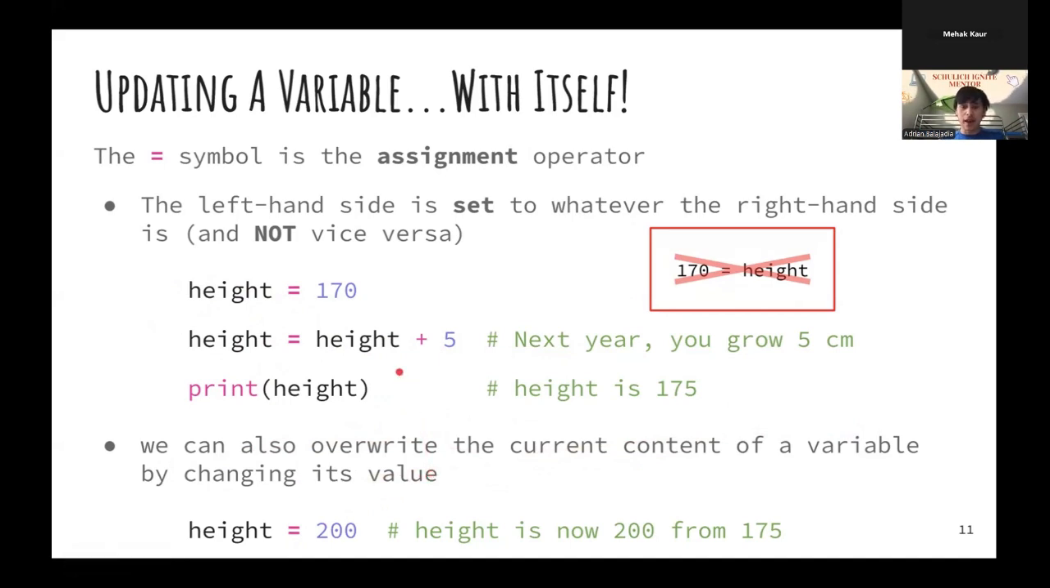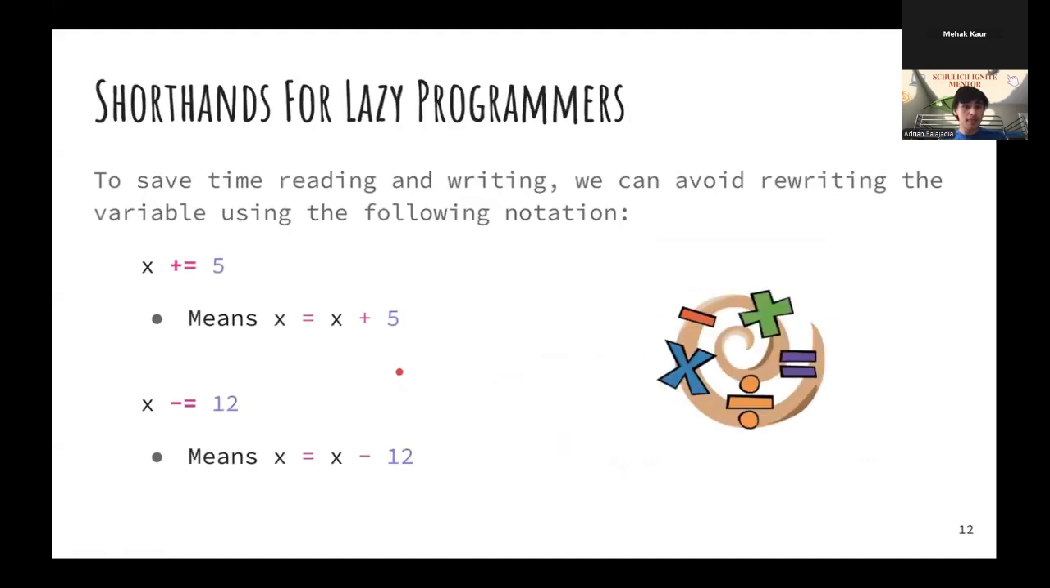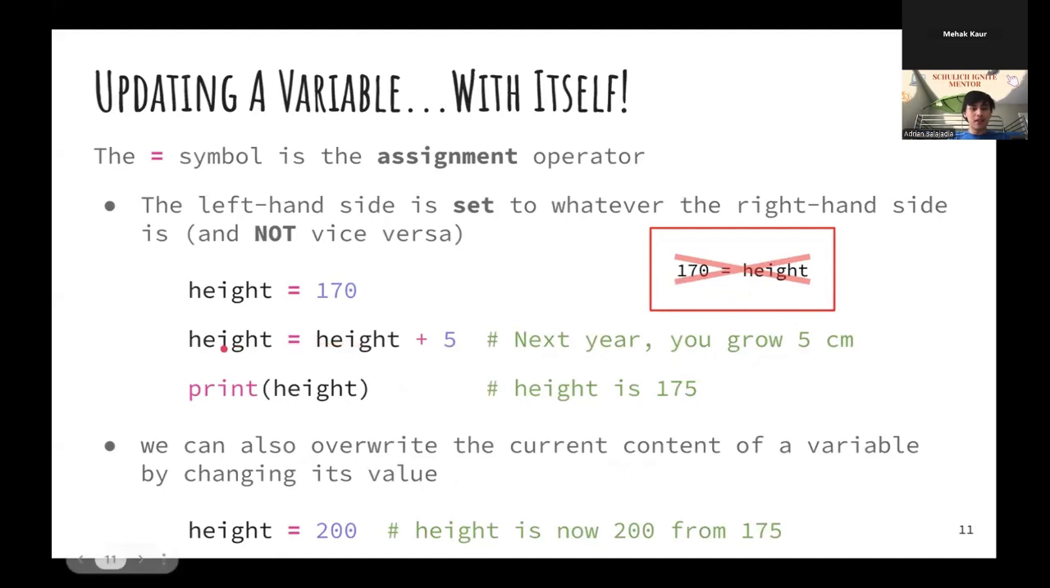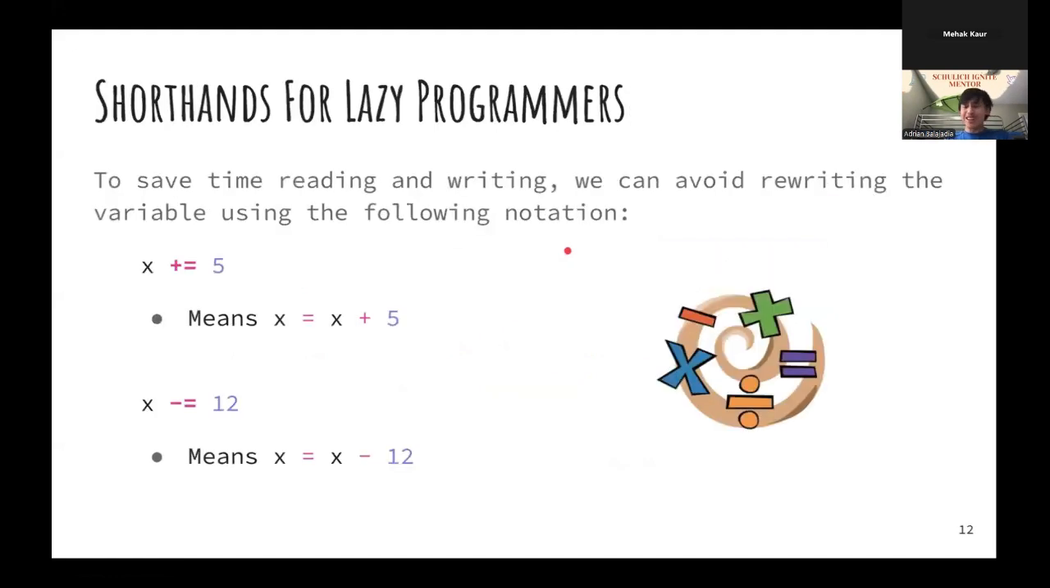So I hope you understand that. But you see what we were doing here earlier? Height equals the previous height plus 5. You could write that, but programmers are really lazy, so that's why we have shorthand. So to save time in reading, we use this variable notation.